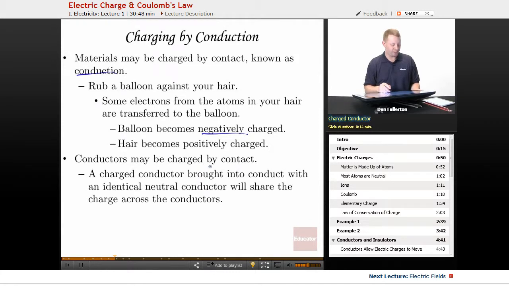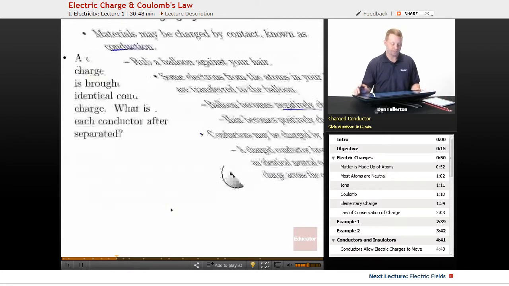Conductors may be charged by contact. A charged conductor brought into contact with an identical neutral conductor will share the charge across the conductors. And we'll show an example of that here right quick.